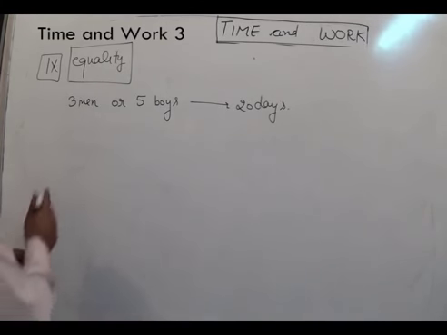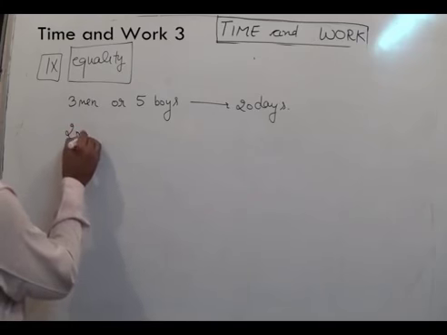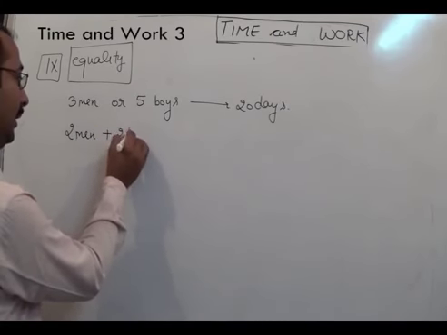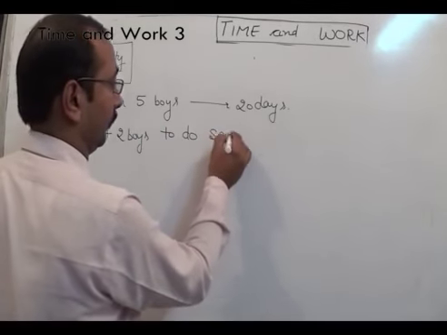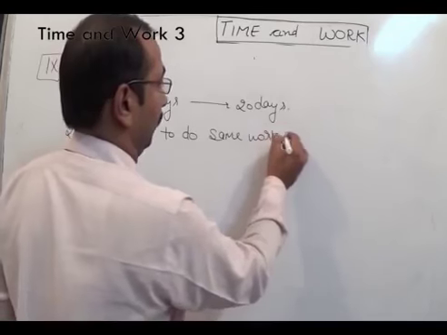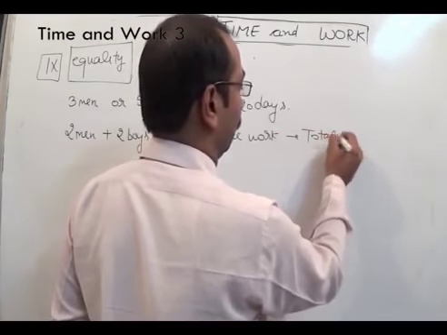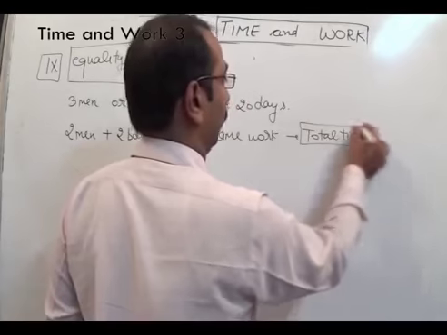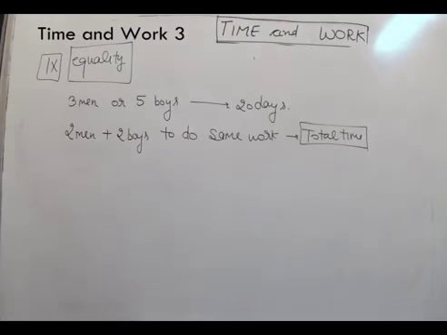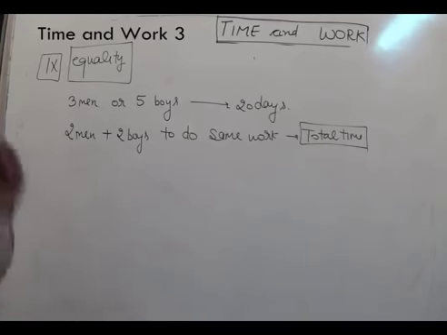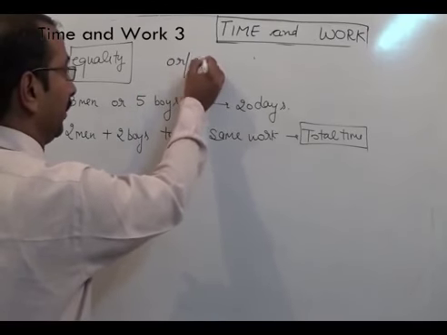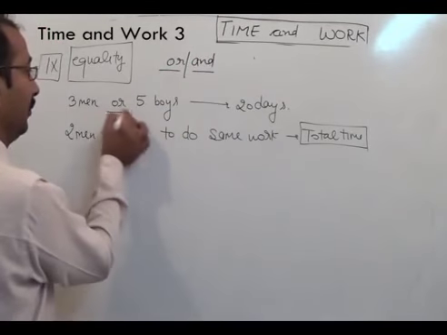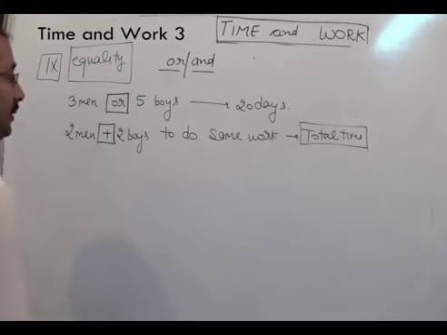And what I have to answer is, what is the time taken by 2 men and 2 boys to do the work? I have to find out the total time taken by 2 men and 2 boys to do the same work. Now when we understand this question, we have 2 things to understand. The first one is "or", the second one is "and". Here I have used the term "or" and here it is "and".